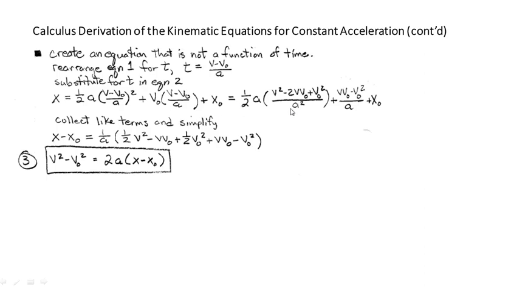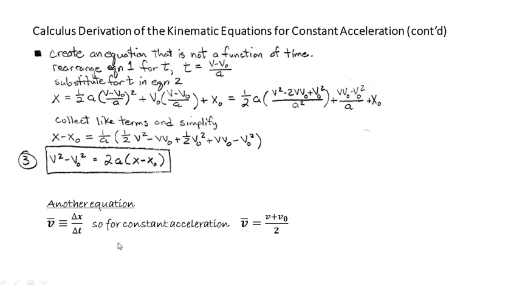So we can multiply terms out, we can collect like terms and simplify, and we wind up with equation 3, velocity squared minus v sub naught squared is equal to 2 times the acceleration times displacement.